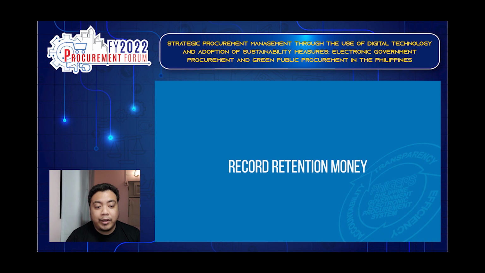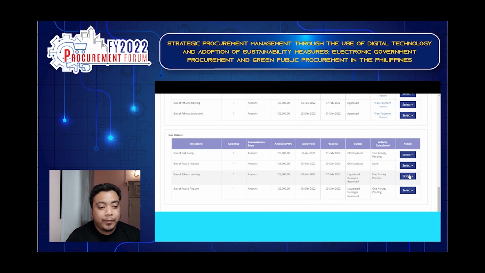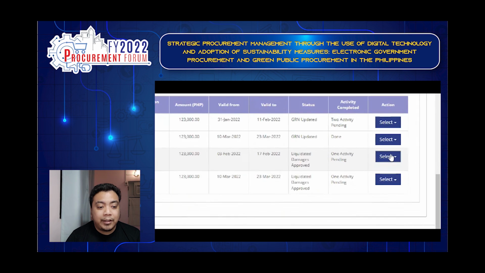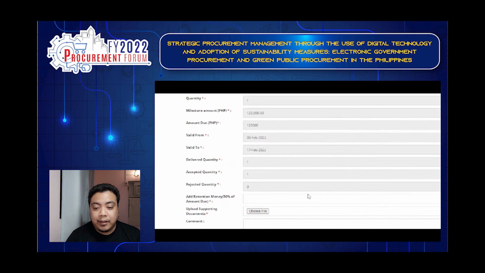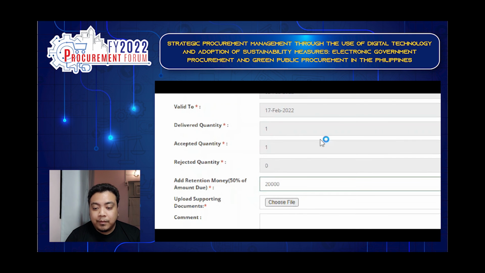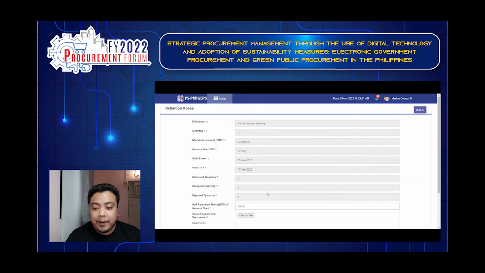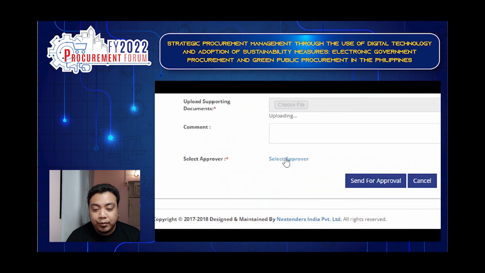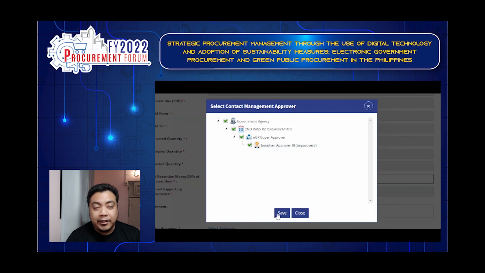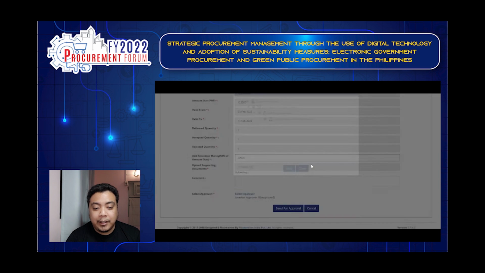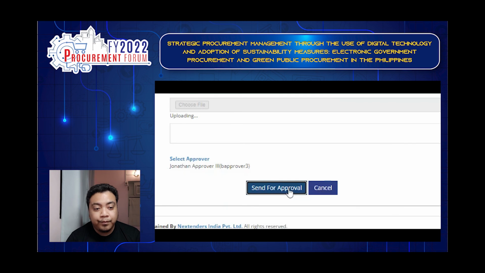Now, the recording of the retention money. So again, there is a retention money drop down, and we can add a retention money, and then select an approver, upload also necessary documents, and then click save, and then click send for the approval.